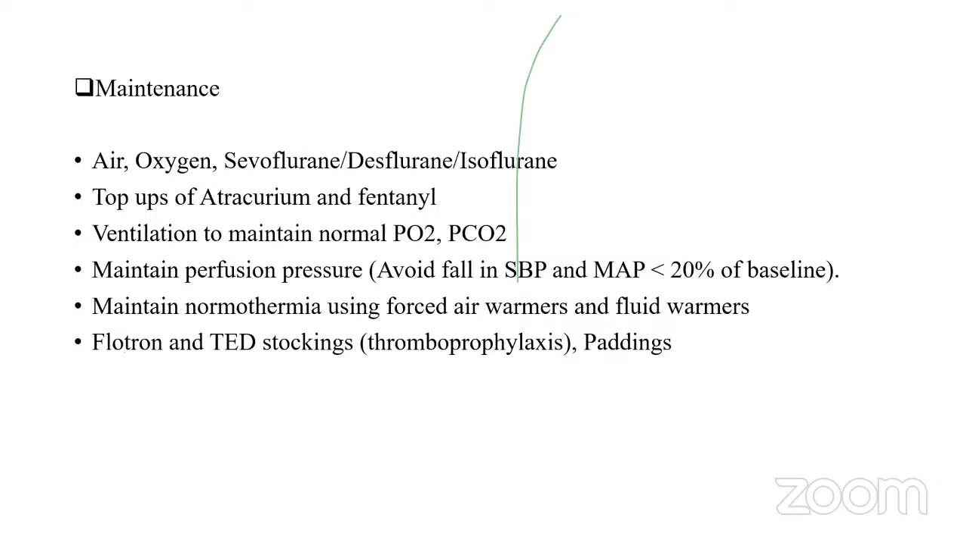Maintenance with air, oxygen, sevoflurane, and desflurane or isoflurane, top up of atracurium or fentanyl, ventilation to maintain normal carbon dioxide and oxygen levels. Maintain perfusion pressure, and avoid fall in systolic blood pressure of more than 20 MAP from baseline. Maintain normothermia using forced air warmers and fluid warmers, and TED stockings for thromboprophylaxis, and the AV fistula should be padded.